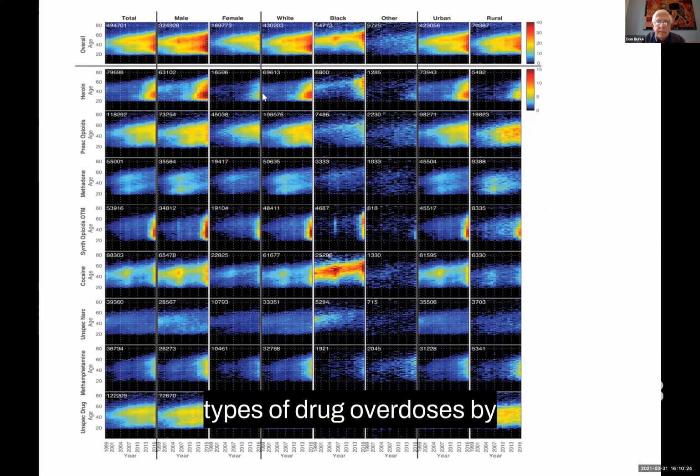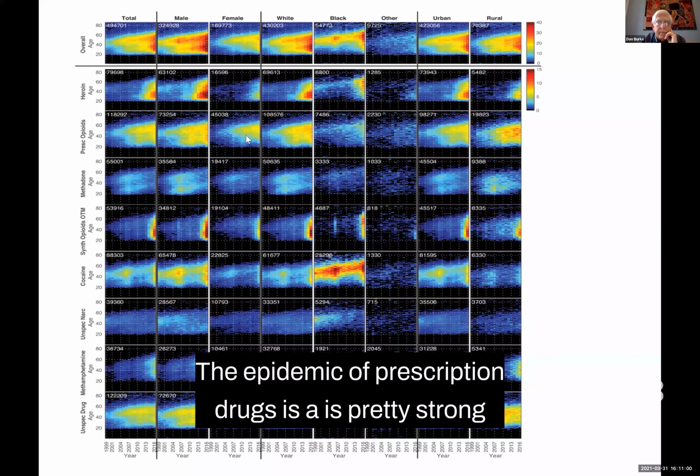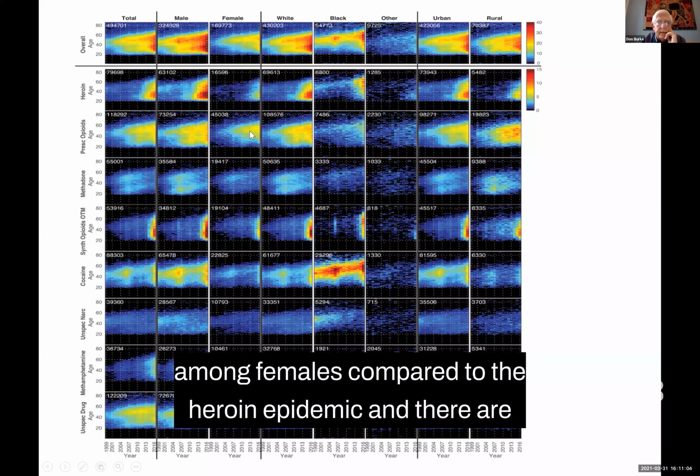And so this is now not only a snapshot of the epidemic. This in the upper left here is the first graph I showed you, but now we're slicing this. So let's look at some of these. Like here you can see the cocaine epidemic among blacks looks very different than the cocaine epidemic among whites. The epidemic of prescription drugs is pretty strong among females compared to the heroin epidemic.